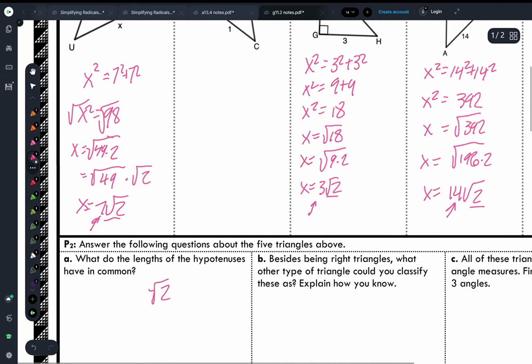So I'm going to hypothesize that this is going to be the side or the leg times the square root of 2. That's what it looks like.